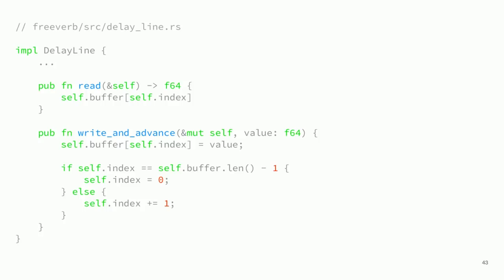Then adding some methods. Here you see a class method essentially is a method in an implementation that has a reference to self as the first parameter. This is like the this pointer in C++. So we have a read method that returns the currently indexed value in the buffer, and we have a write-and-advance method which takes a value, sticks it in the buffer, and then increments the index or wraps around if we're at the end. And so then we just have a continuously circling delay line.